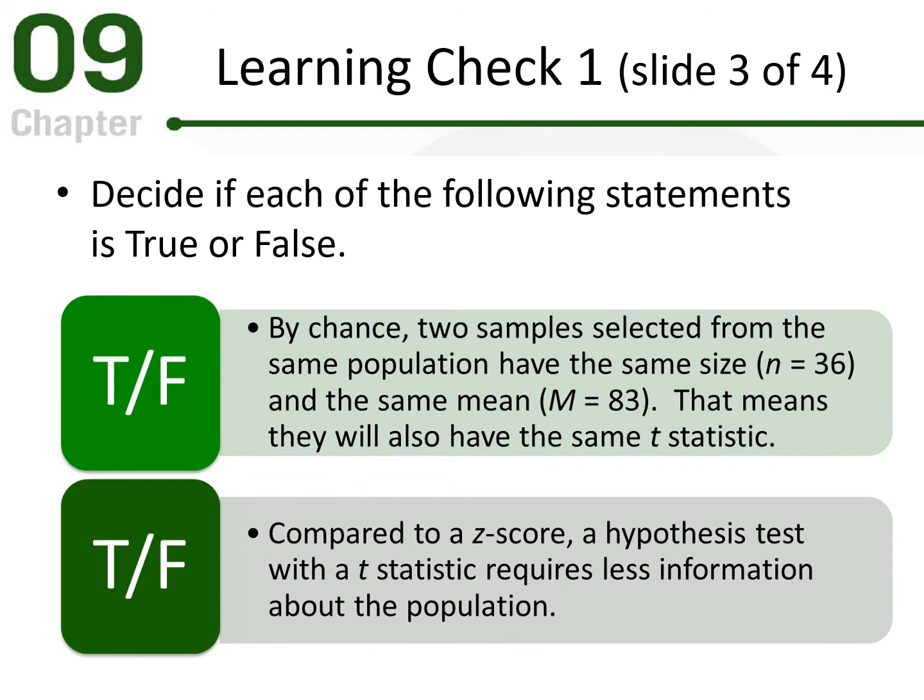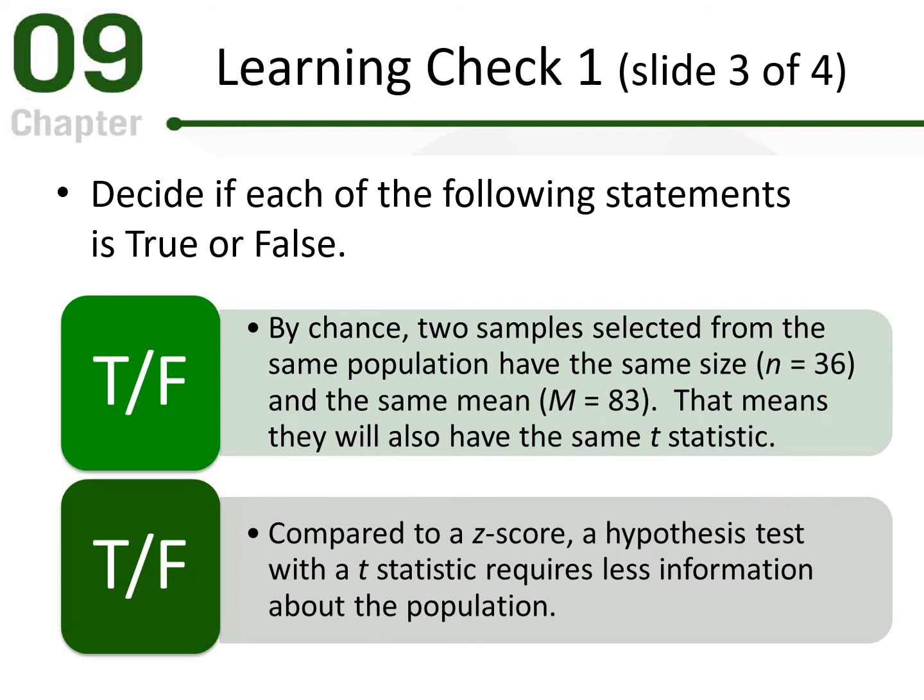Let's look at some true false here. By chance, two samples selected from the same population have the sample size of 36 and the same mean. Will they have the same t statistic, I should say? Well, we don't know, because just because they have the same mean and the same sample size doesn't mean they're going to have the same variance. And the variance of the sample is what's going to determine the value of t, in addition to the mean and the sample size. So you've got to be careful with the variance. So we don't know yet. The variances will probably be different, and therefore the t values will be different.